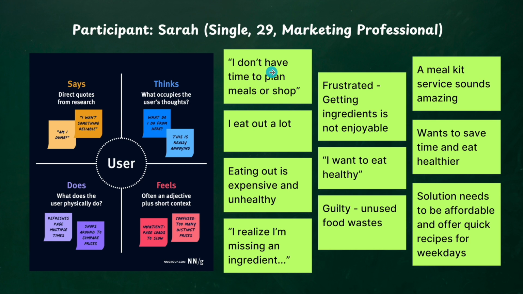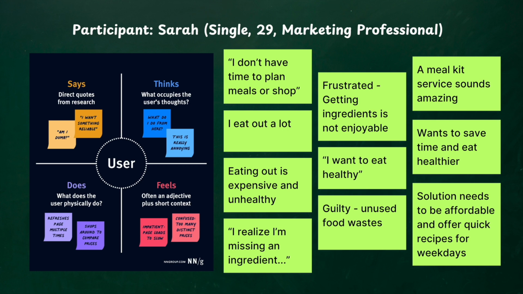Okay, so I just decided to use these three as the says quadrant. Basically, what you need to do now is look at the quadrants: thinks, does, feels, and then read the description. Let's go to does. We've done says, right? What does the user physically do? If you go around here, what does she do? She eats out a lot. That is the main thing that I see that she does.